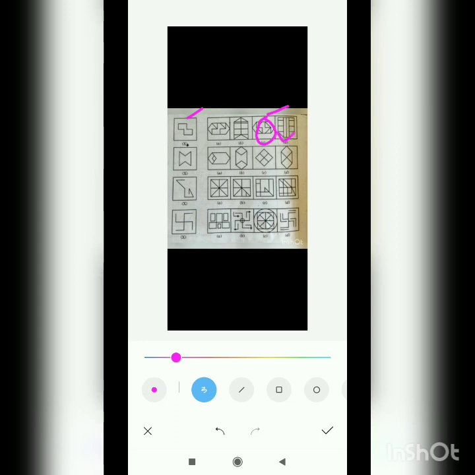Now let's check this one. This figure will be embedded in which of these figures? This one is also very easy. It is very clear that option B will be our answer. This figure is embedded over here, you can see.